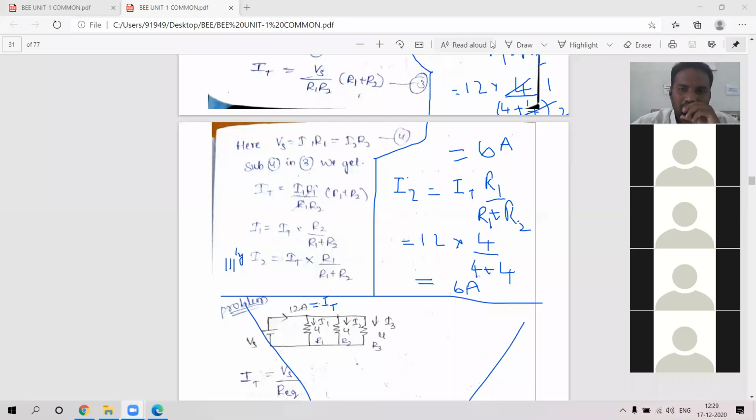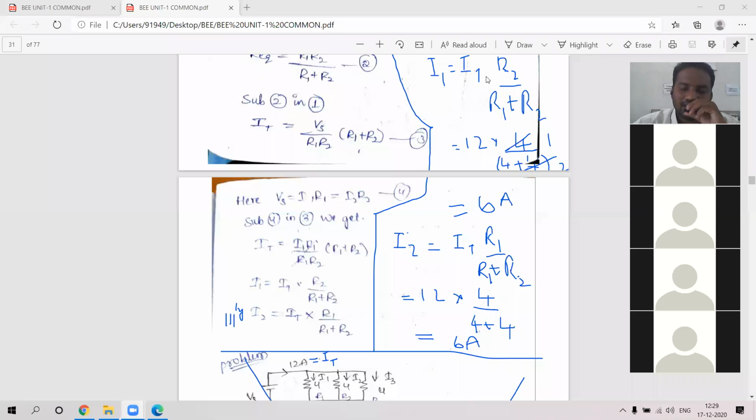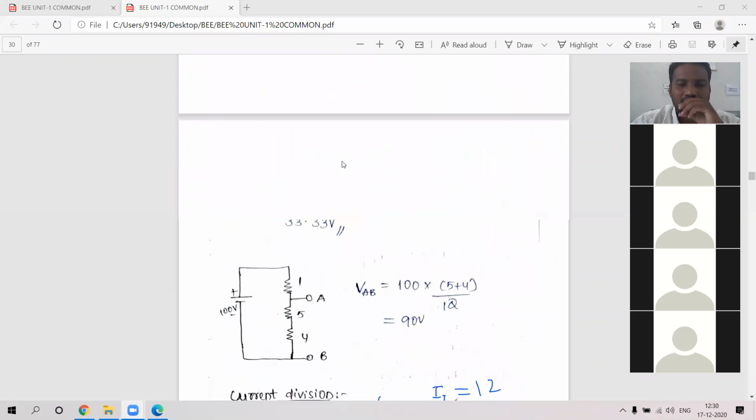Previously, what did we do? Voltage division we did. What is the voltage division? If you want to find voltage across a particular resistor, what is the formula? Total voltage into the particular resistor by R total, no? Here also, if you want to find current in a particular branch, total current into the opposite resistor by the total resistance. Just the opposite one we have got. No confusion for that, that is okay. You can see the formula.